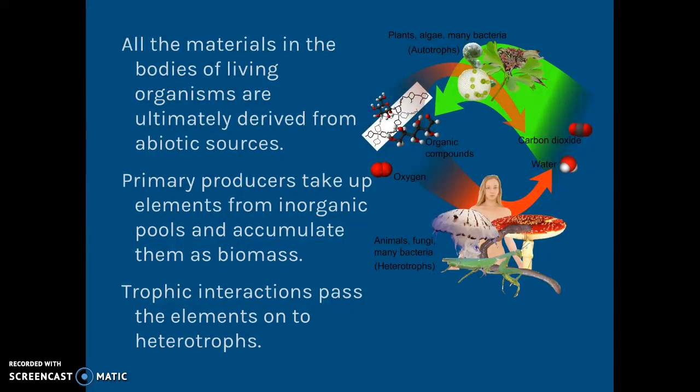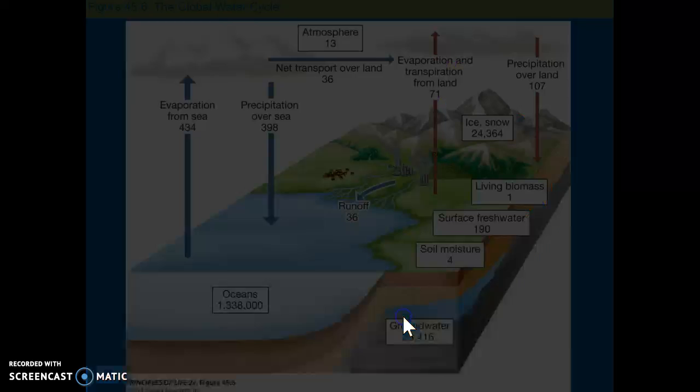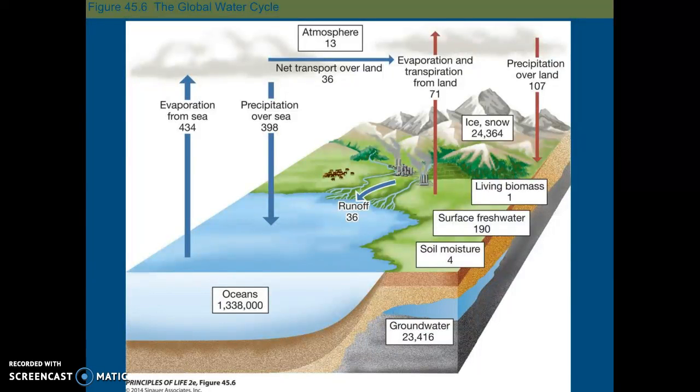Okay, it's important to note that all the materials in the bodies of living organisms are ultimately derived from abiotic sources, and we've watched videos already and looked at resources about our biogeochemical cycles. But primary producers take up elements from inorganic pools and accumulate them as biomass, and then trophic interactions pass the elements on to heterotrophs. And so generally we consume our autotrophs, and we get all of these materials that we can use within our own cells and bodies.